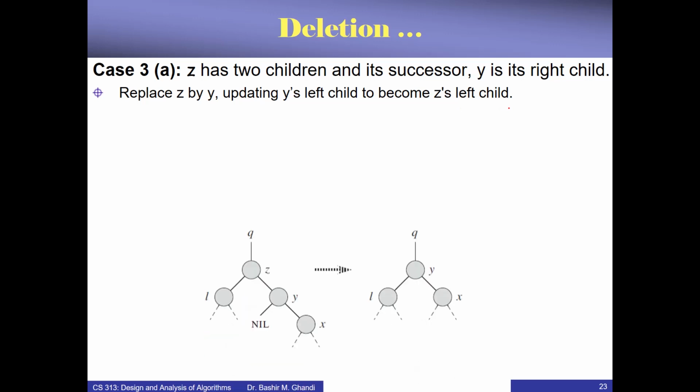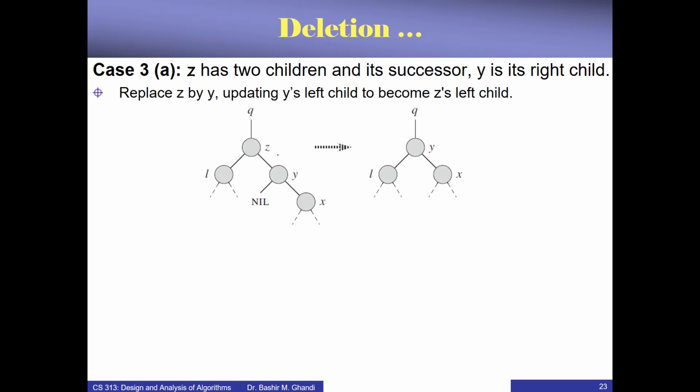What does that mean? Let's take an example. So here we are trying to delete node Z, and of course Z has two children, left and right, so it doesn't fall into any of the two cases we have seen before. However, the successor of Z, remember how to find the successor, is the minimum from the right, where we keep going to the left, and the leftmost is the successor. But in this case, the successor happened to be the immediate right child of Z, because the left subtree is empty, left subtree is nil.